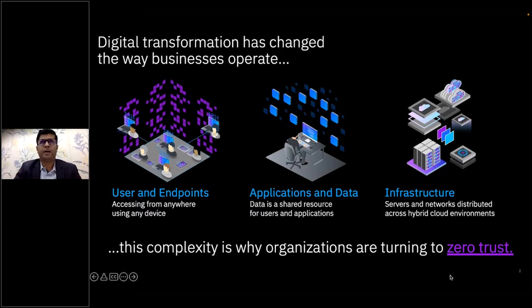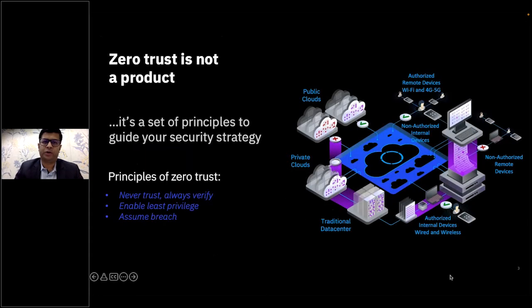And in summary, now data just doesn't reside inside the network, right? It is everywhere, and we are living in a perimeterless world, right? And there are no more few remote workers right now. Every one of us is working remotely, right? So all of this complexity is why we are seeing organizations turning to zero trust.